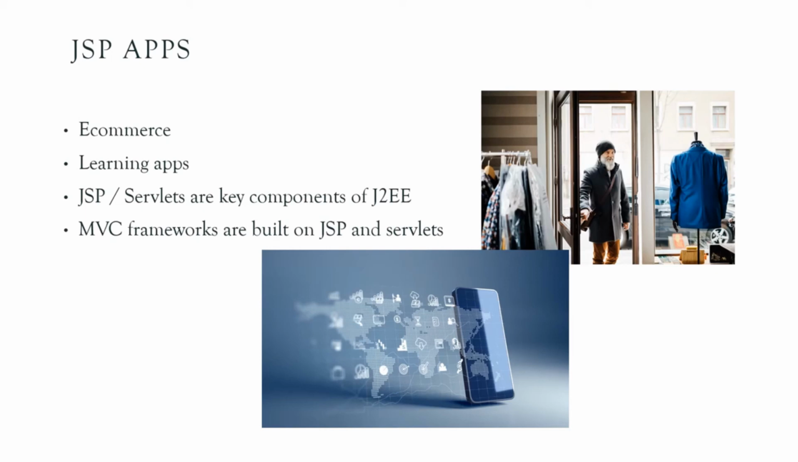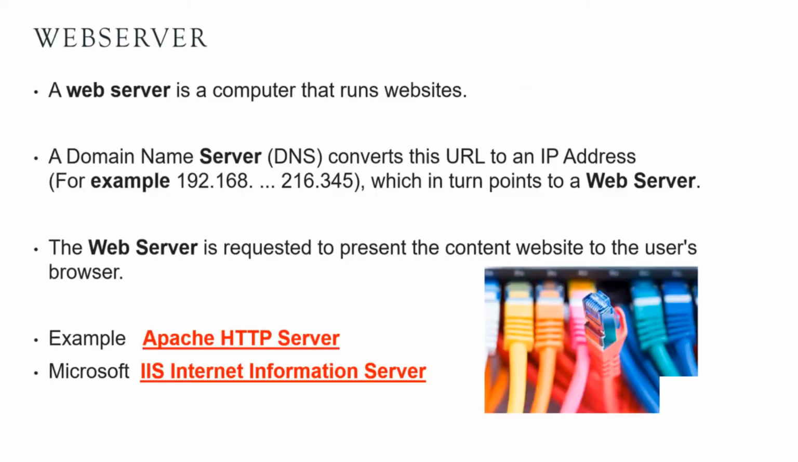JSP allows developers to create dynamic web pages by embedding Java code. That is, you can put Java code into HTML. This enables generation of dynamic content based on the data retrieved from databases, user inputs, and other sources. In the presentation layer, JSP often serves as the primary technology. JSP pages can be used to generate HTML responses dynamically, incorporating data from the application.